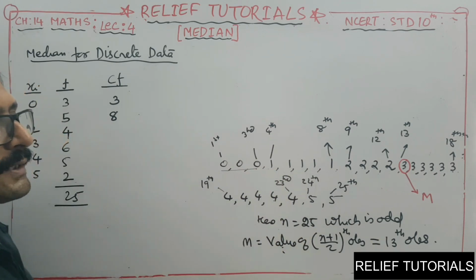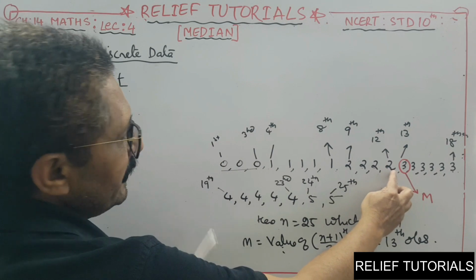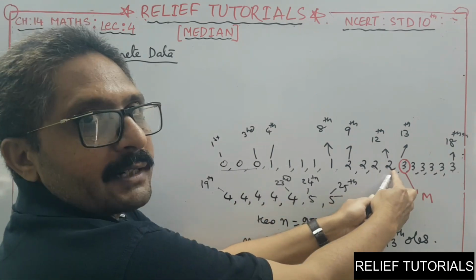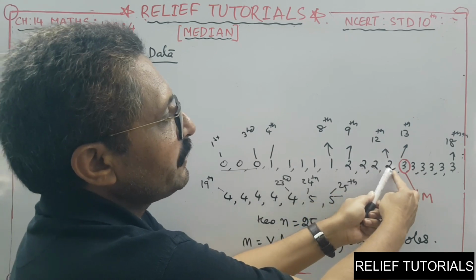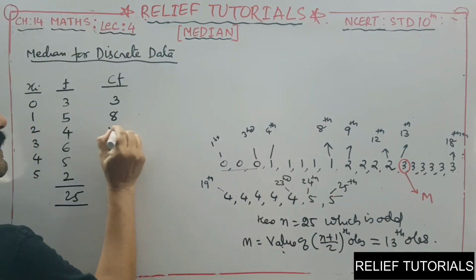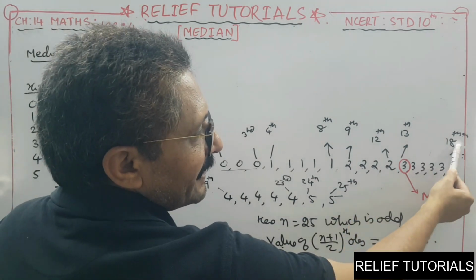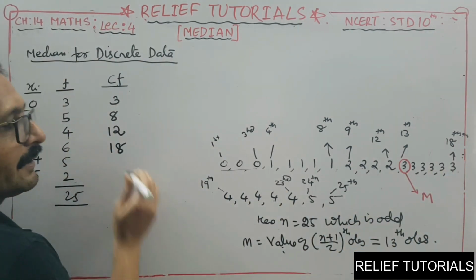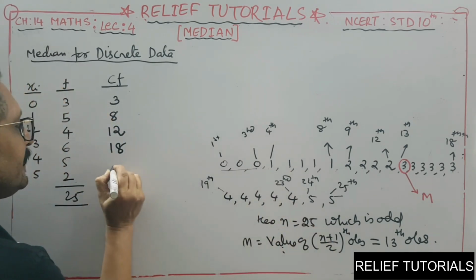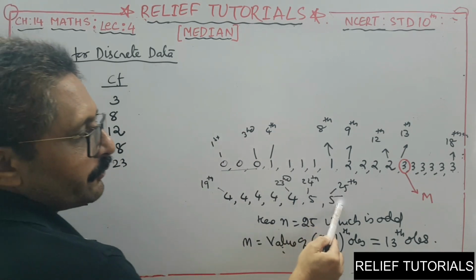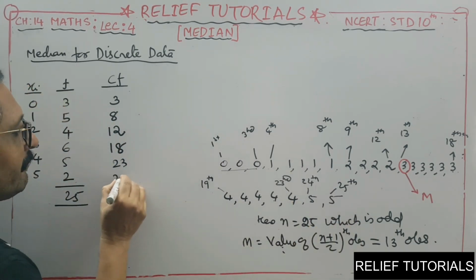Now how many students got marks up to 2? So this many students got marks up to 2. Till here it was 8, 9, 10, 11, 12. So you write here 12. Now marks up to 3. So how many are there? That is 18. Marks up to 4 is here. So how many there are? 23. And marks up to 5. So all students got marks up to 5. So that is 25.